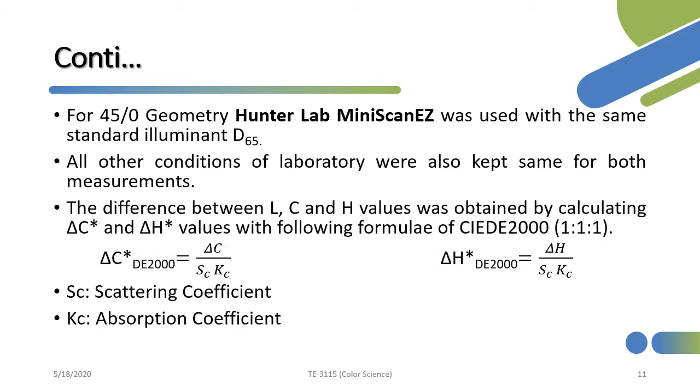The differences in the L, C and H values were also obtained by calculating the delta C star and delta H star values by the specific formula defined by CIEDE2000. In the formula, S represents the scattering coefficient of the sample, while K represents the absorption coefficient of the sample, which is also obtained in the results of the spectrophotometer.